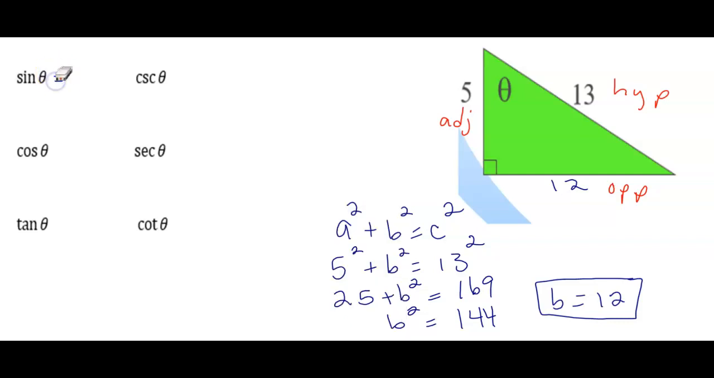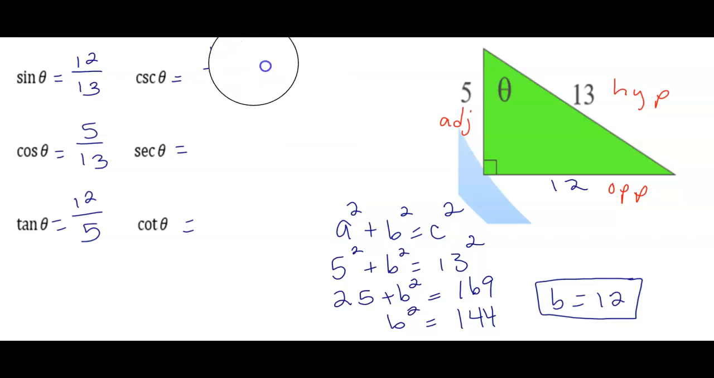Sine is opposite. So here's theta. Opposite, which is 12, over hypotenuse, which is 13. So 12 over 13. Cosine is adjacent over hypotenuse, 5 over 13. And tangent is opposite over adjacent, so 12 over 5. In order to find cosecant, secant, cotangent, all you're going to do is take these fractions and flip them over. 13 over 12, 13 over 5, and 5 over 12.